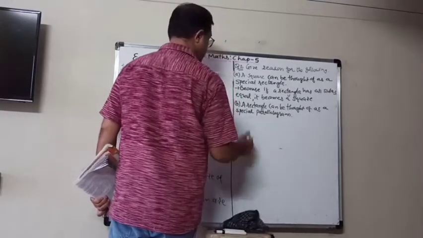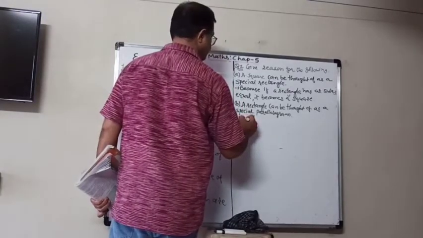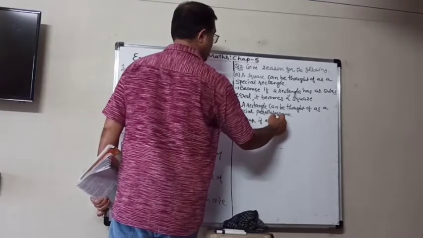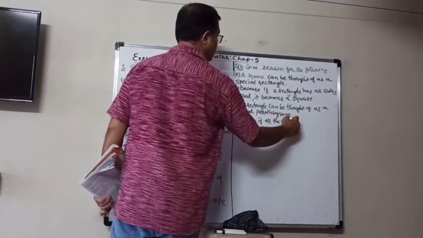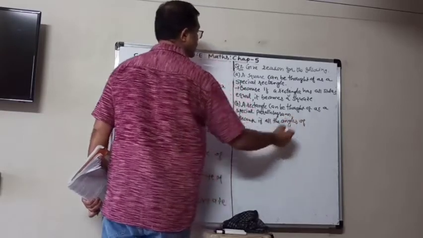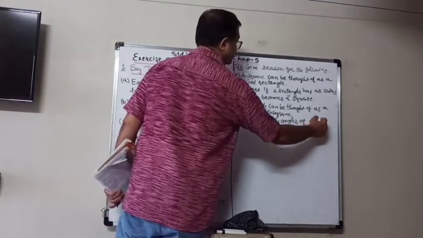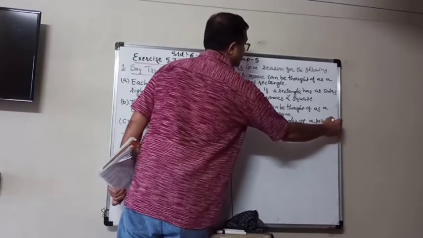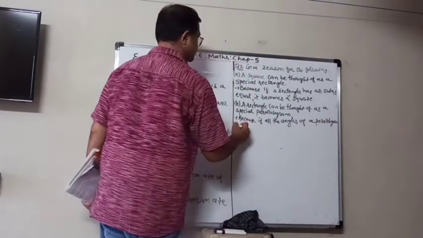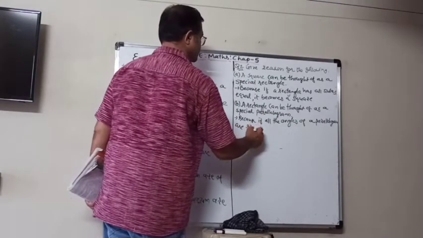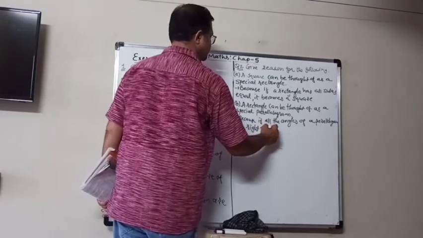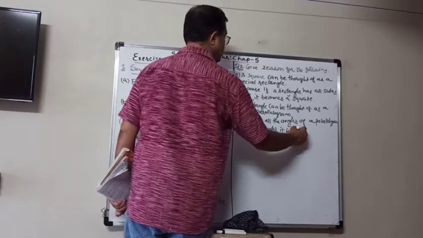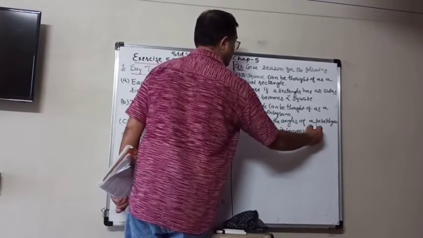So here we can write down, because if all the angles of a parallelogram are right angles, it becomes a rectangle.